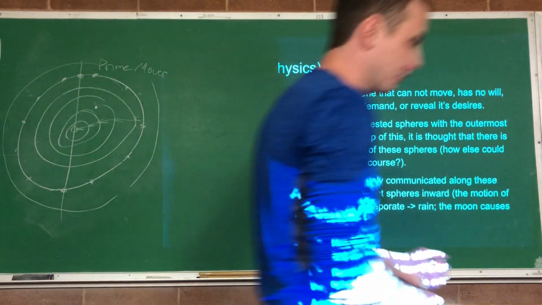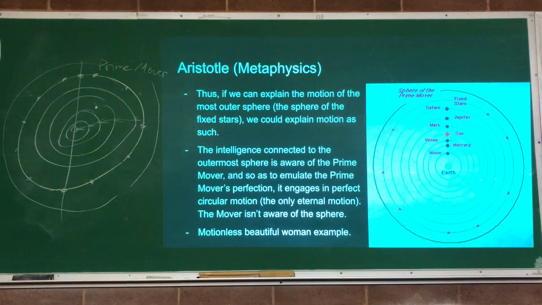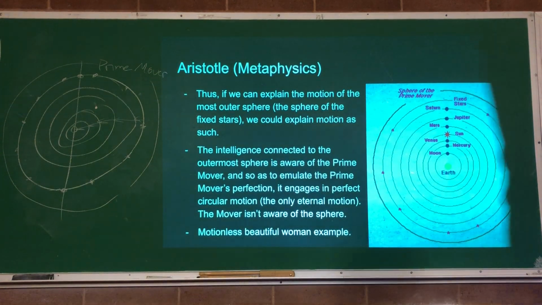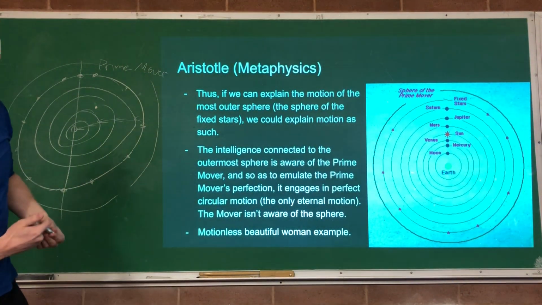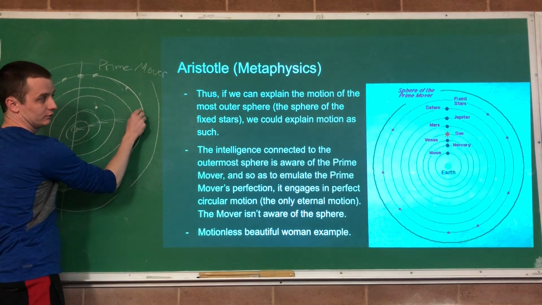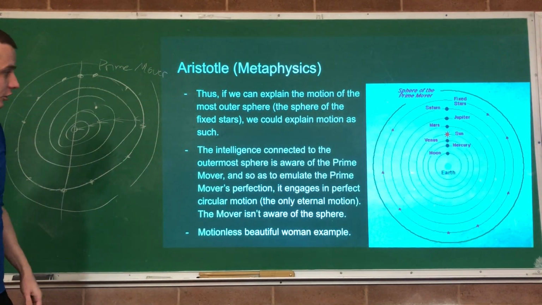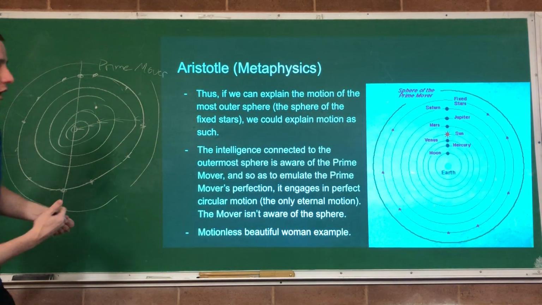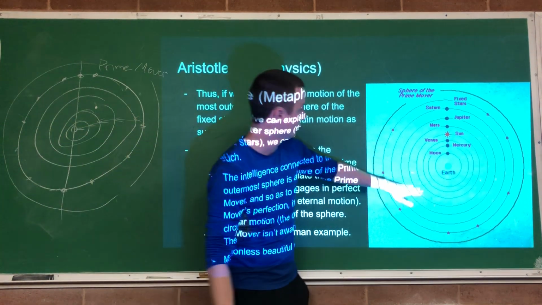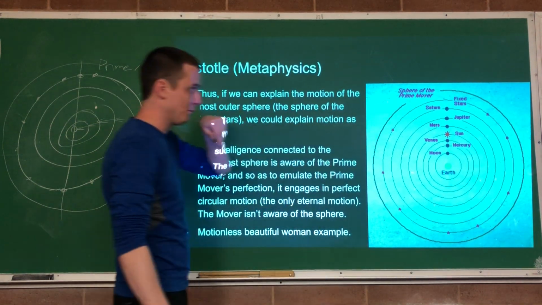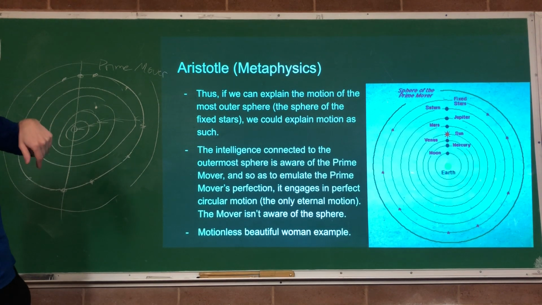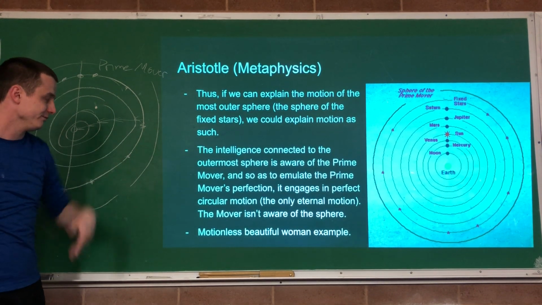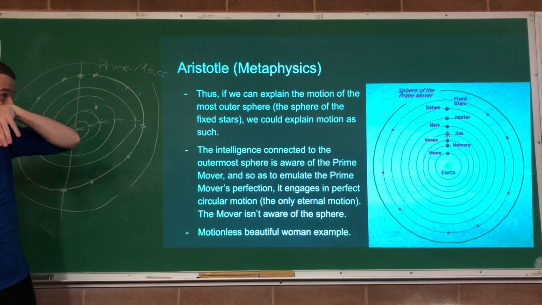So we're still left with the big question. How does this prime mover, well, let's see what I have here. Thus, if we can explain the motion of the outermost sphere, the sphere of the fixed stars, we can explain motion as such. Oh, so I had a graphic here. So here's our model of the universe. And he puts the prime mover existing outside the fixed stars. Hopefully you can read that. Doesn't matter, it's basically the exact same picture.